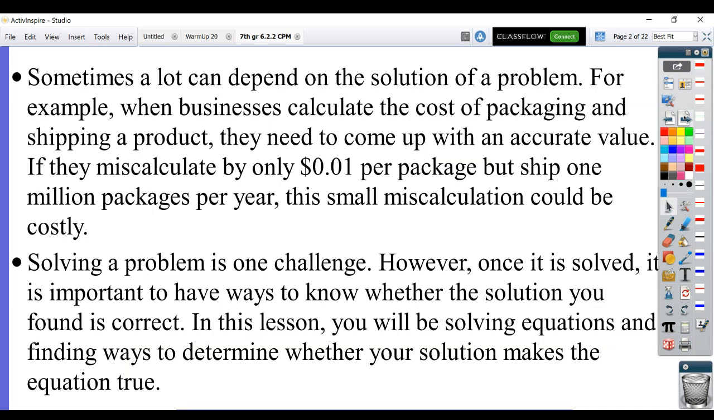So it says sometimes a lot can depend on the solution of a problem. For example, when businesses calculate the cost of packaging and shipping a product, they need to come up with an accurate value. If they miscalculate by only 1 cent per package, but ship 1 million packages per year, this small miscalculation could be costly. Solving a problem is one challenge. However, once it's solved, it's important to have ways to know whether the solution you found is correct. In this lesson, you'll be solving equations and finding ways to determine whether your solution makes the equation true.